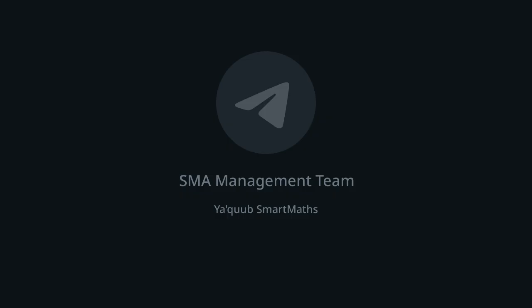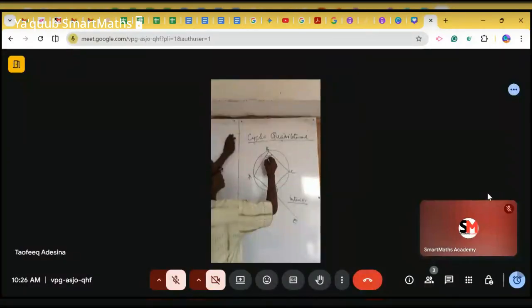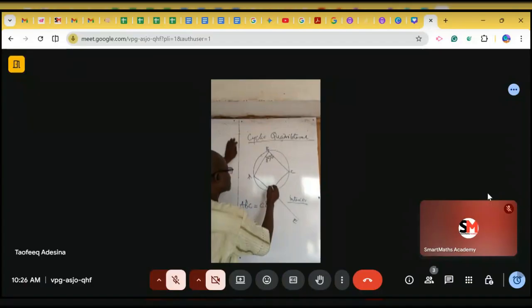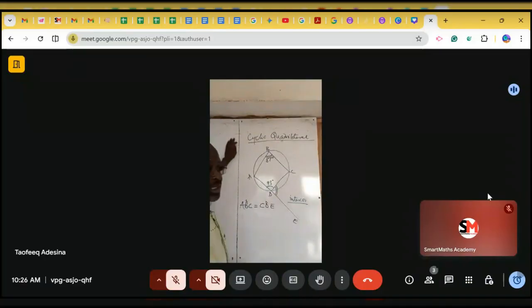So let us assume that this is, let's say, 87 degrees. Based on the previous theorem, opposite angles of a cyclic quadrilateral add up to 180. Then we can calculate this, which will be 93 degrees. And based on the theorem, angles on a straight line add up to 180. This is a straight line, so the adjacent angles add up to 180. To get this one, subtract this one from 180, which is 87 degrees.